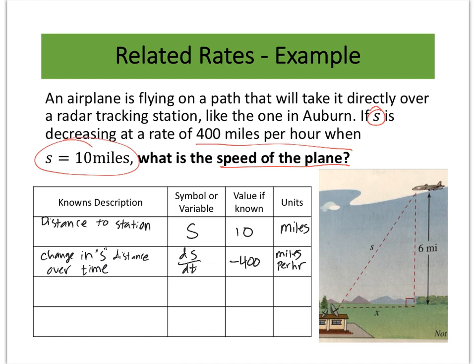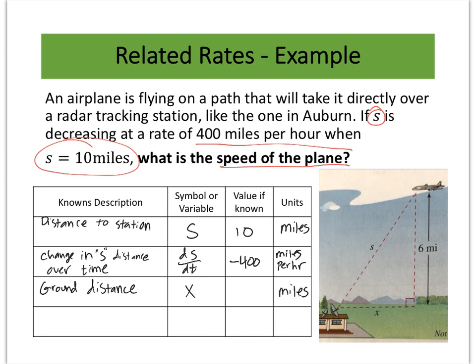All right, so I have other things that I need to know. I have x here, and I'm sure that's going to be important. What is x? X appears to be the ground distance from the station to the airplane if it goes straight down. I don't know what that is quite yet, but this seems to be a right triangle, so I suppose I could figure it out using the Pythagorean theorem. The units of this are probably going to be miles.